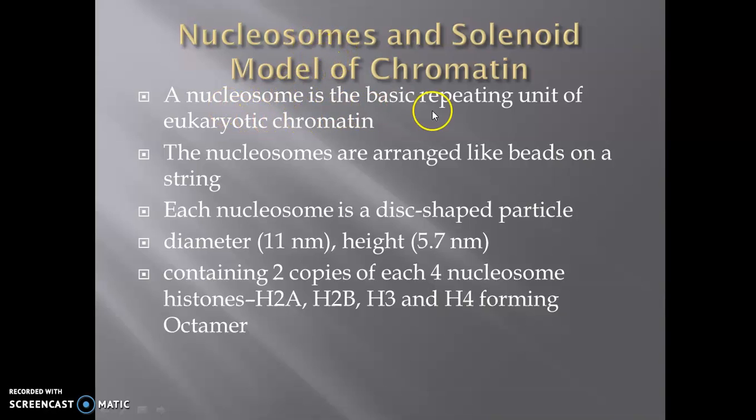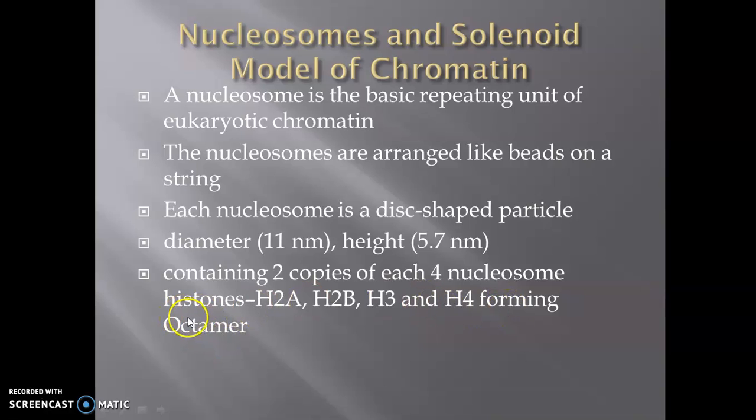A nucleosome is the basic repeating unit of eukaryotic chromatin. The nucleosomes are arranged like beads on a string, or beads on a necklace. Each nucleosome is a disc-shaped particle with a diameter of 11 nanometers and a height of 5.7 nanometers. It contains two copies of each of four histones, H2A, H2B, H3 and H4, as we discussed in the first lecture.